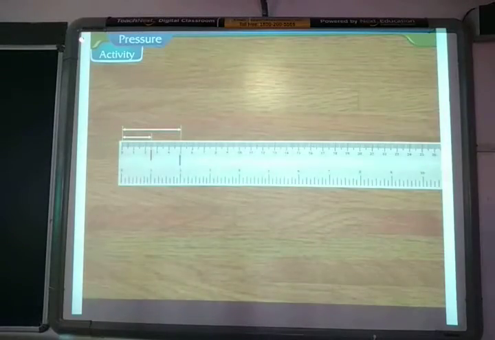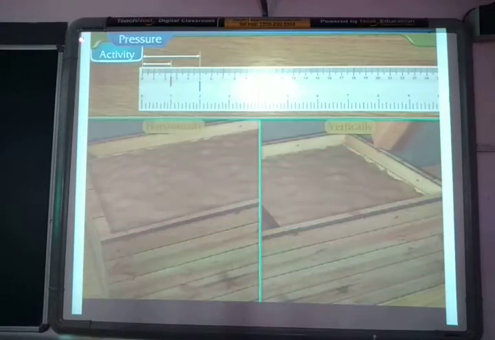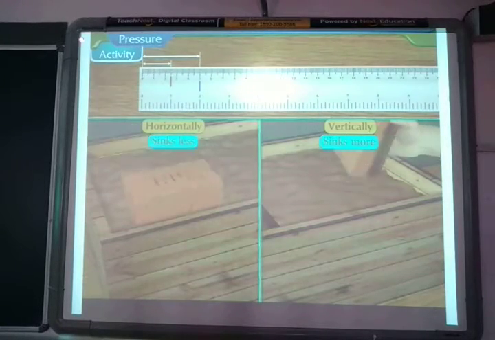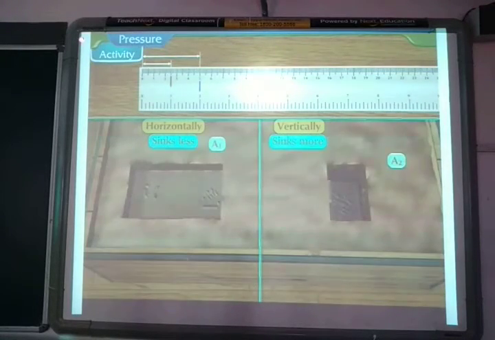Compare the readings marked on the ruler. What do you notice? The brick sinks more when placed vertically. Is there any other factor responsible for this? Well, it is the surface area of the imprints which makes them different.